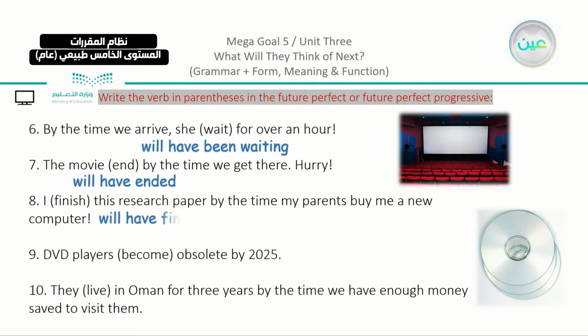I will have finished. DVD players become obsolete by 2025. So we have here a time. I'm going to change and use "will have become." Okay, so there's no for instance. Yes, the one after that. They live in Oman for 3 years. Because we have here "for 3 years," this time I'm going to use the progressive and use "will have been living." Yes, moving on.